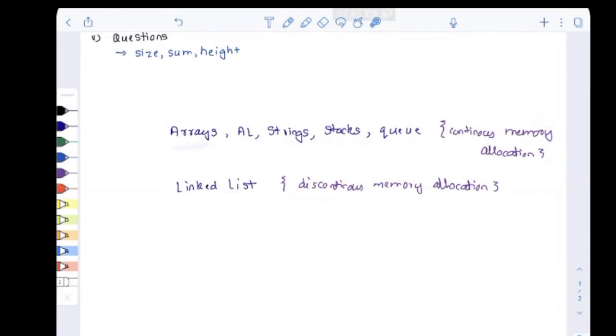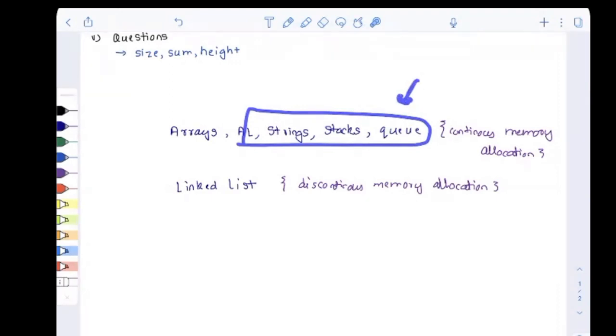So arrays, array list, strings, stack, queues: for arrays it is direct, arrays have continuous memory allocation, but all these other things are also getting derived from arrays only. If you open these classes someday, these are the classes already present in Java. If you open their code, you will see that as a data member they are using nothing but an array or an array list.